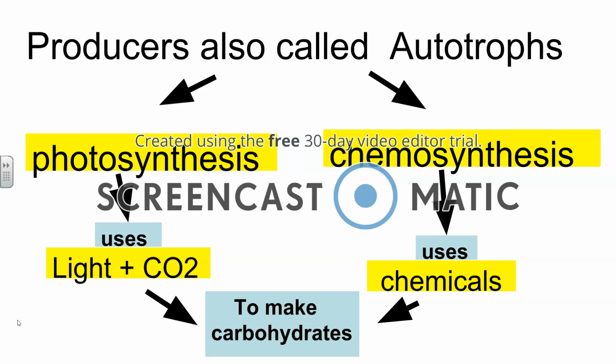So you guys have light plus CO2 plus water and chlorophyll yields what? What should go in the blank for number 4? What does it make? It's carbohydrates. Yes. Sugars, glucose. All right, so let's move on.